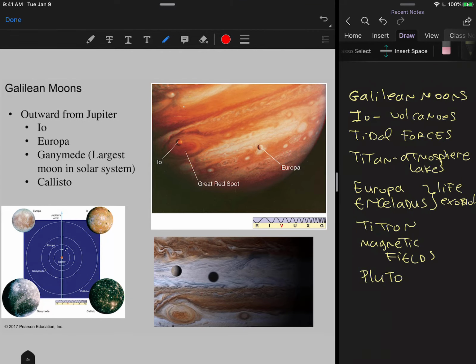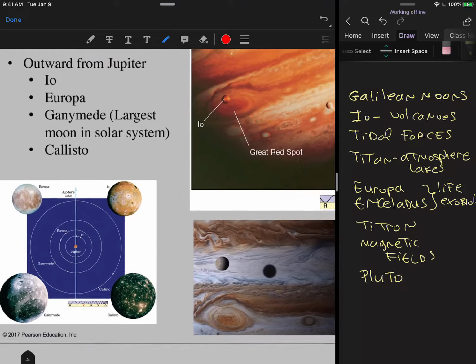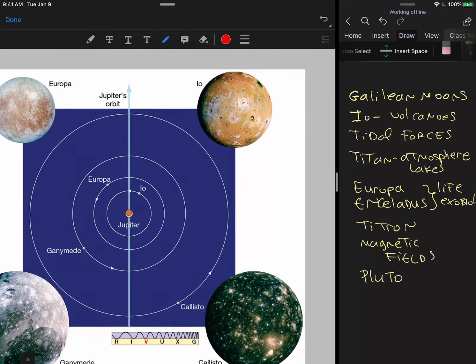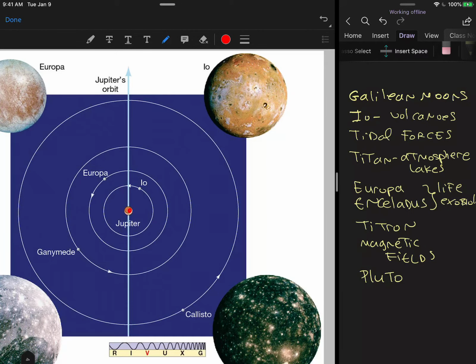So the first moon that we're going to talk about is Io, but actually let's look at the Galileans first, and then we'll go specifically into the Galilean moons. So the Galilean moons are, in order from Jupiter, you have Jupiter here. The closest moon is going to be Io. The next closest is going to be Europa. After that is going to be Ganymede, which is the largest moon in the solar system. And then you have Callisto.